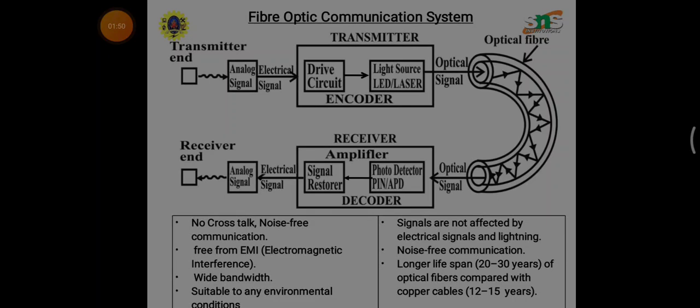And the receiver: the photodetector is a receiver which receives the optical pulses and converts them into electrical pulses. Further, the signals are amplified by an amplifier. These electrical signals are decoded, that is, converted from digital to analog signals. Thus, the original electrical signal is obtained in analog form with the same information. So this is the way information is transmitted from one end to another end.